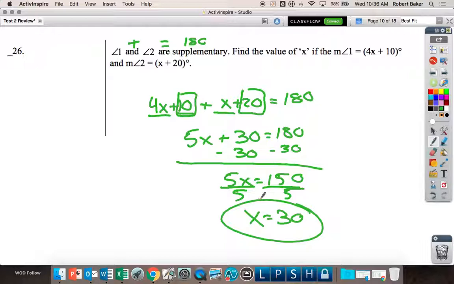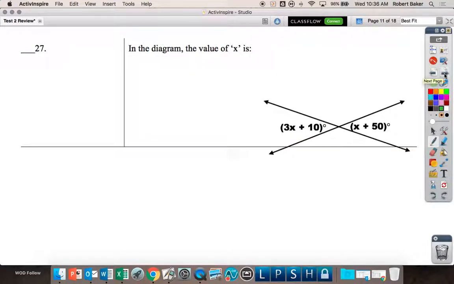So the hardest part there is setting that one up. Make sure you do that one correctly. So that's me kind of assessing your knowledge of the term supplementary. When in doubt, equal amount, right? Vertical angles are congruent. That's something we learned yesterday. These two things equal each other. So 3x plus 10 is equal to x plus 50.